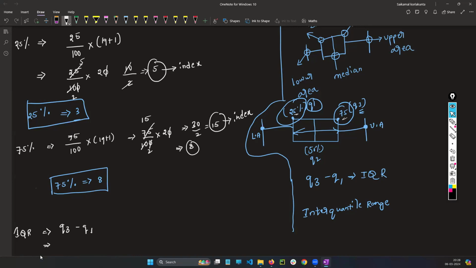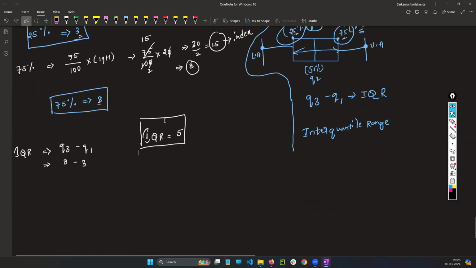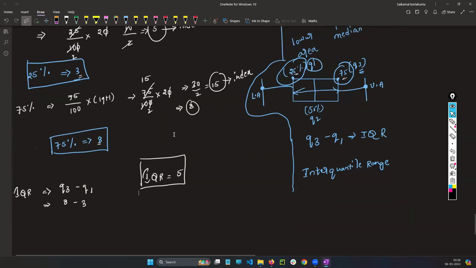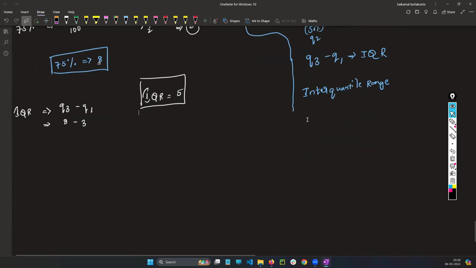75 means how much? 8. 8 minus Q1, which is 3. 8 minus 3, how much? 5. So what are you getting for the IQR? You are getting 5. Clear now, till here? Yes, sir. Okay, 75 percentage, 25 percentage, and IQR we have found.